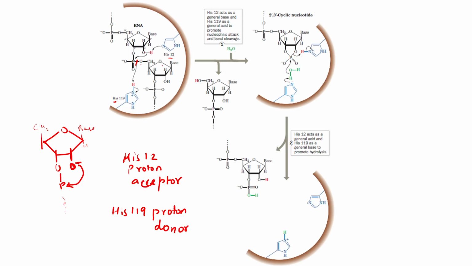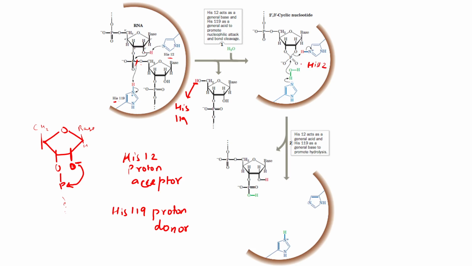and this particular base, the second base that is there, will be released with the hydrogen attached to it, that has come from histidine 119. So this hydrogen has come from histidine 119. Okay, and this is histidine 12. Histidine 12 has the hydrogen that was there with the 2' OH group.